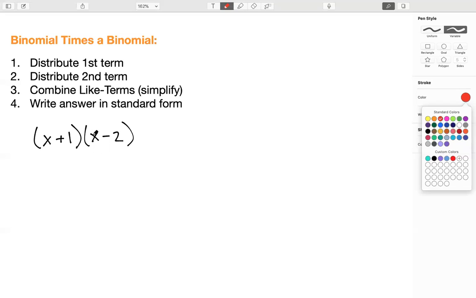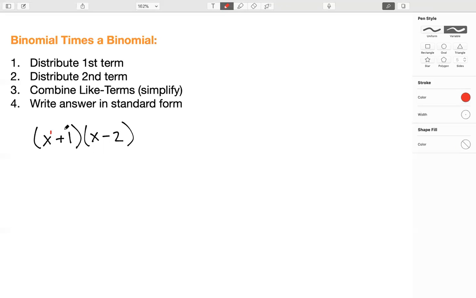X times x, and remember x to the first. So we're going to distribute the first term right here. Then distribute the second term right here by multiplying them. And that will give us our answer. This is also called double distribution. Okay, think of it like that, double distribution.